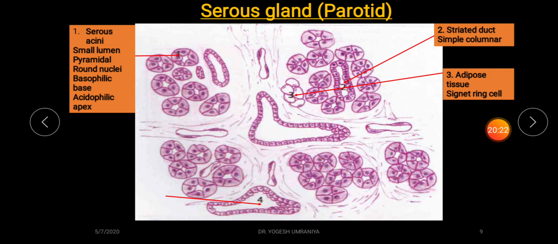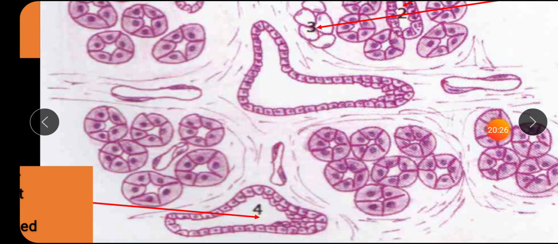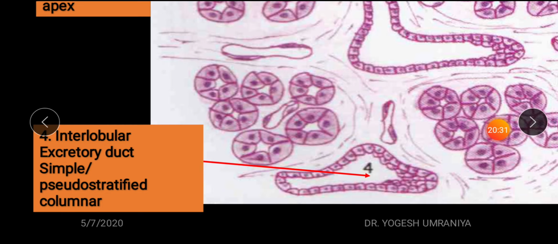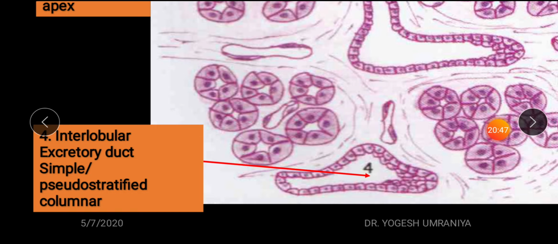Number 4, again one duct is there. This duct is known as the interlobular excretory duct, situated within the connective tissue septa that separate the various lobes of the salivary gland. Now, the epithelium of this duct has simple columnar and pseudostratified columnar type.